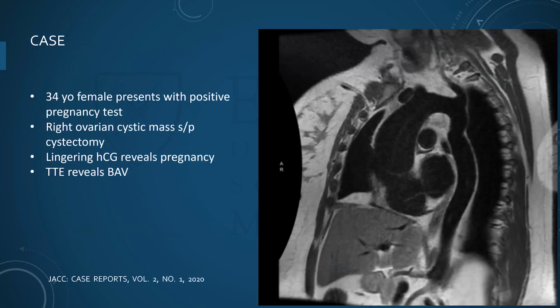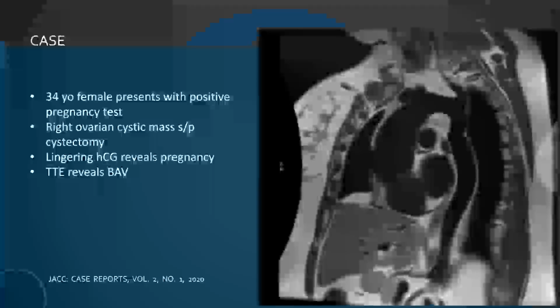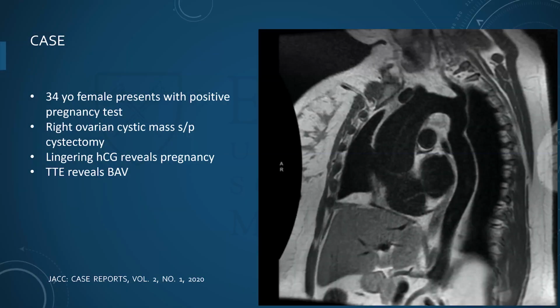So this is a case of a 34-year-old female. It's a very interesting case. She had been trying to get pregnant for more than 12 months. And at some point, she had a positive pregnancy test and presented, and it was found that her beta HCG was out of proportion to what they would expect. So what she was ultimately found to have was a right ovarian cystic mass that was resected. And in the process of undergoing the surgical workup, she had an echo that showed a dilated aortic root.